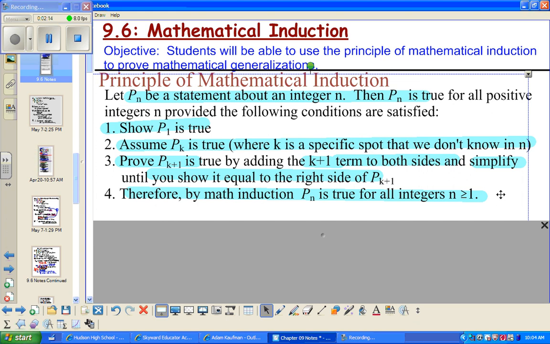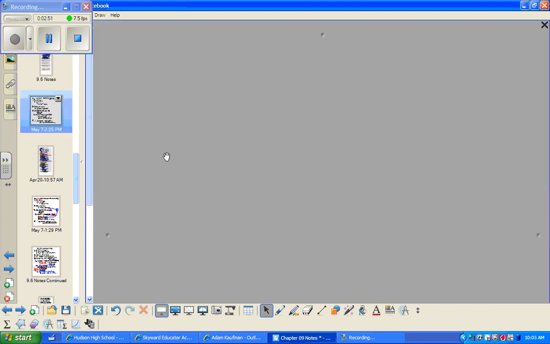So the idea behind this is, if we assume that someplace along the way P sub k is true, and wherever that is, if we can prove that the term after that would be true, then our P sub n statement has to be true, because we can then apply that logic to the first statement that we already showed was true. We showed P sub 1 is true, so by the logic in finding the next term to be true, we could say P sub 2 is true. Apply that same logic to P sub 2 to get P sub 3 to be true, and so on and so forth. So here's the first example we'll talk about.